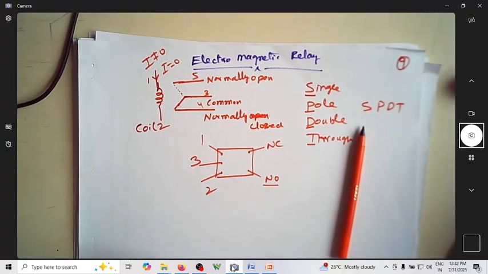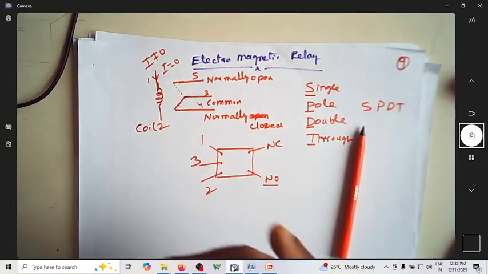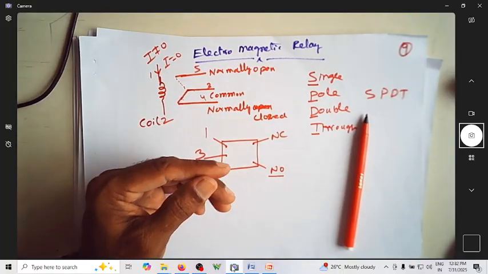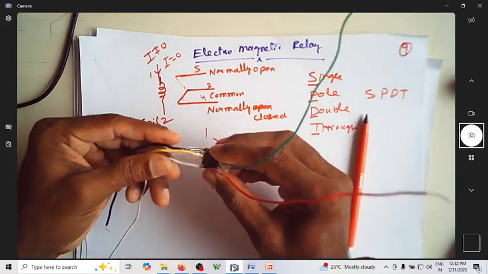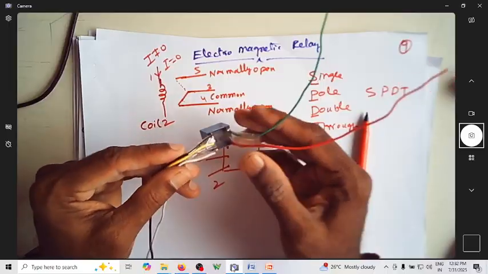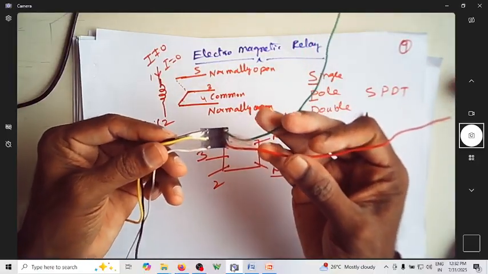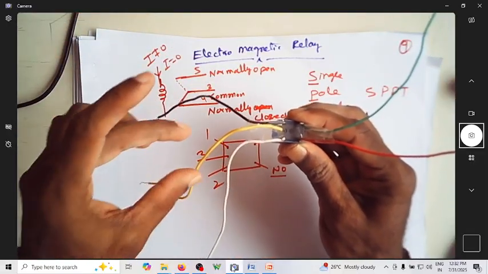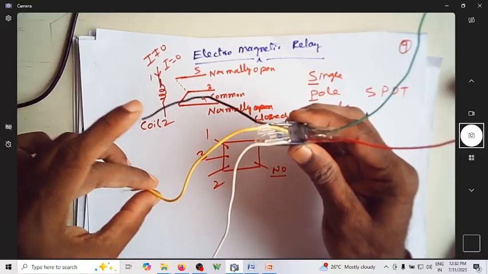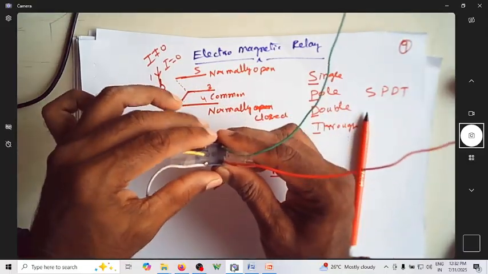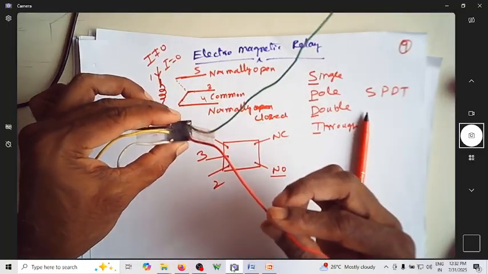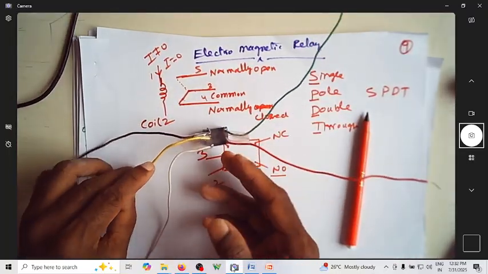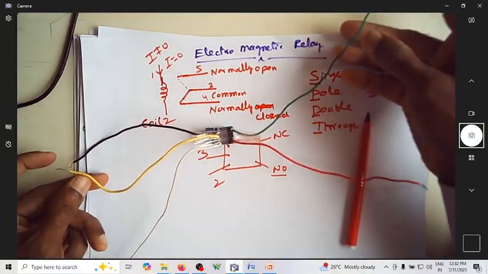So let me show you how a SPDT relay will look like. This is how a SPDT relay will look like, and if you can see here, it has got 3 terminals on one side. Can you see this is 1, 2, 3 terminals, and on the other side you have 2 terminals, and here this black and white are the terminals corresponding to the coil. This is the common terminal. So out of this, one will be normally open, other will be normally closed. To make out which is normally open or normally closed, we can actually see the continuity between these two.